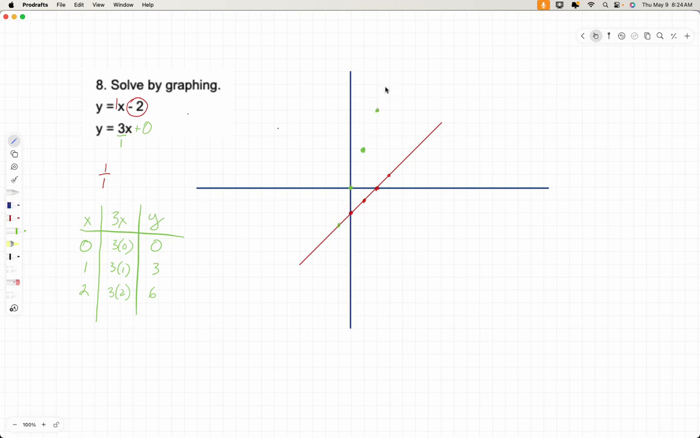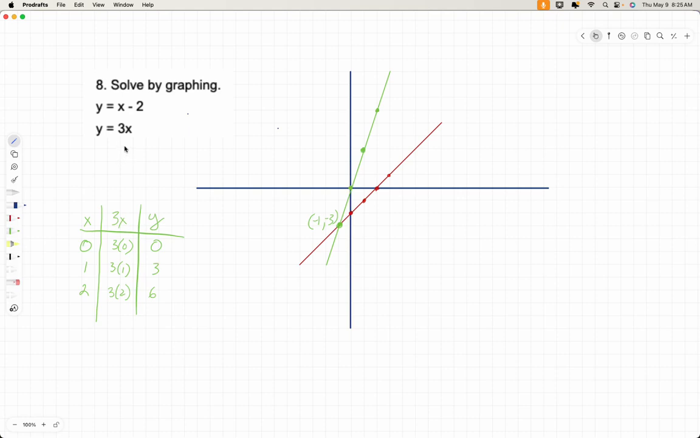So we could draw our line through these points, and we have our solution. Our point of intersection is going to be -1, -3. That's the answer. That is what we solve for every single time we do these problems. We are solving by graphing. Let me erase this, and I will show you exactly what I'm talking about.